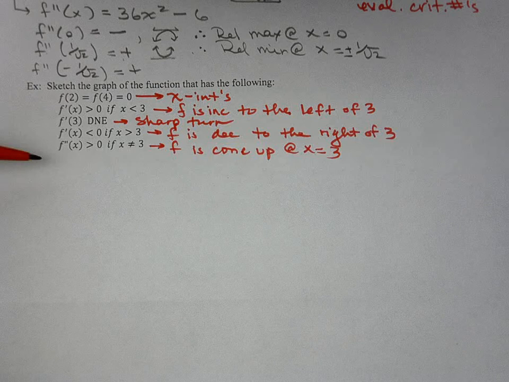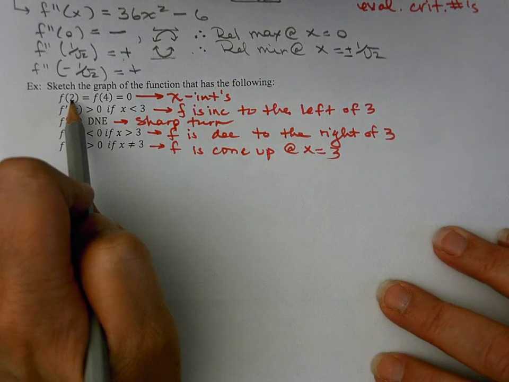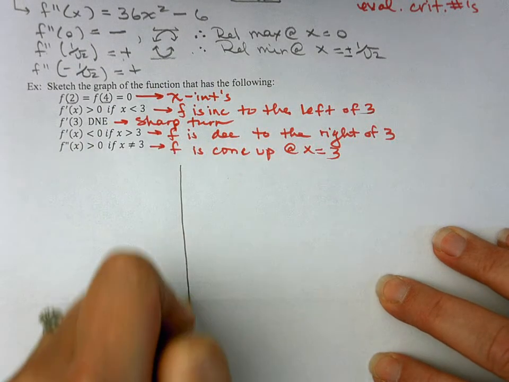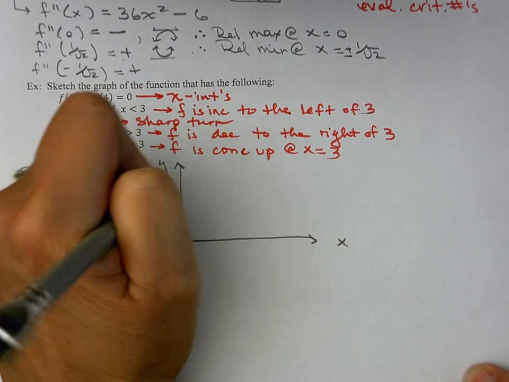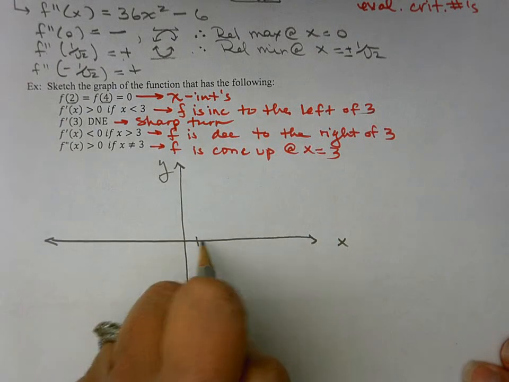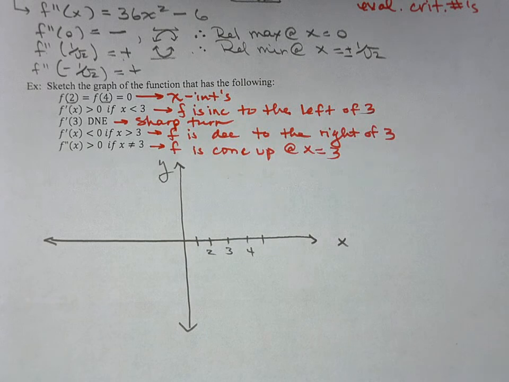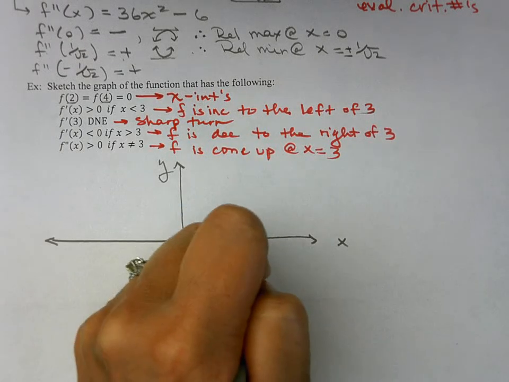All right, so when I go do this problem, it seems like the key values that I have for my x are 2, 4, and 3, right? So I'm going to go ahead and do a graph. There's my x and my y. And then I'm going to mark out 2, 3, and 4. So I have x-intercepts at 2 and 4.